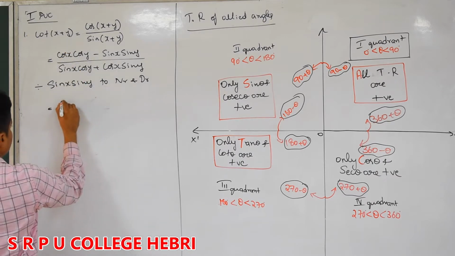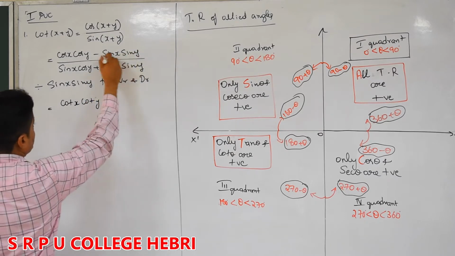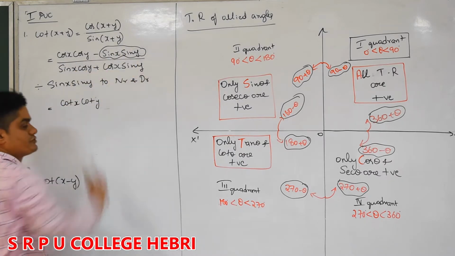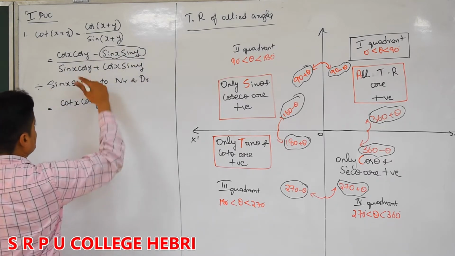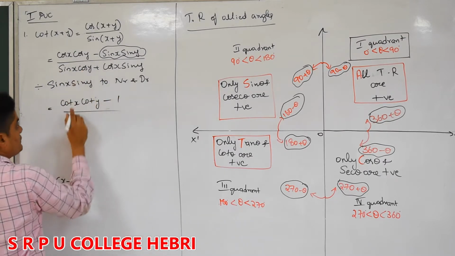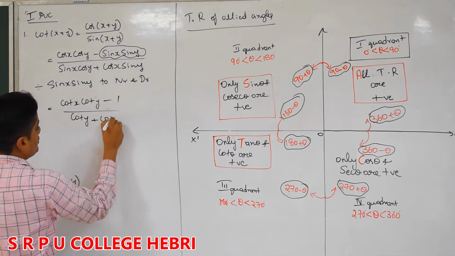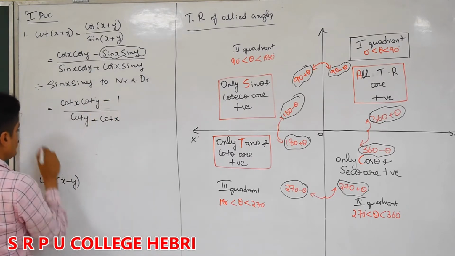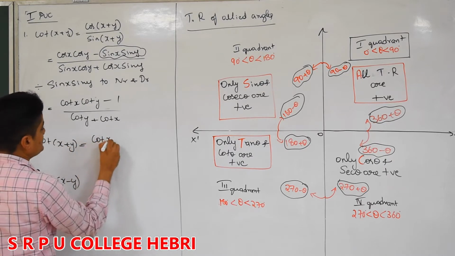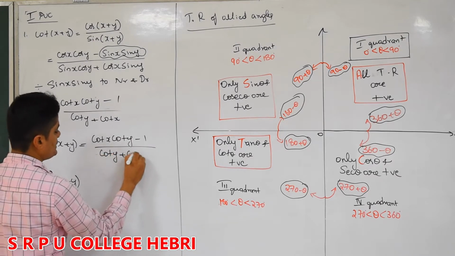Cos x by sin x is cot x, cos y by sin y is cot y. So remember this position should be 1. In tan of x plus y we did this, here too this should be 1. So sin x sin y by sin x sin y is 1, so minus 1, divided by, sin x cancels, cos y by sin y is cot y, plus cos x by sin x is cot x, sin y cancels. Therefore cot of x plus y is equal to cot x cot y minus 1 divided by cot y plus cot x.